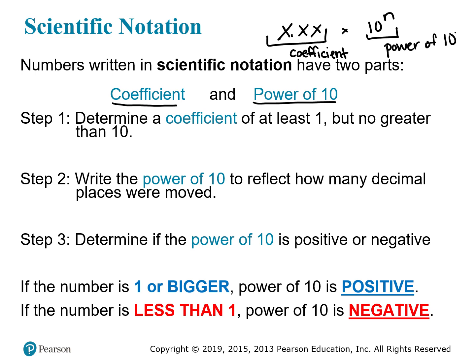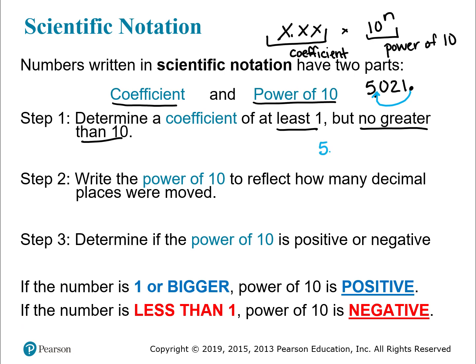The coefficient has to be at least 1, but no greater than 10. So, if we have a number that we're trying to write in scientific notation, let's say that we have 5,021, and our decimal point is here. We need to make a coefficient of at least 1, but no greater than 10. So we're moving the decimal point, and I'll change colors here so that you can see it. We'll move it right here, okay?